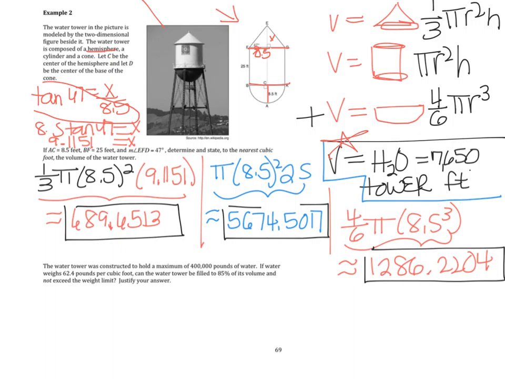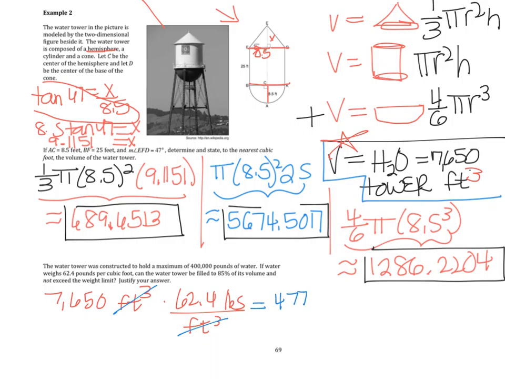So I'm going to use the volume that we just found for the entire water tower, which is a total of 7,650 cubic feet. And I'm going to multiply that by 62.4 pounds per cubic foot. So I can cross these off and get a total of 477,360 pounds.